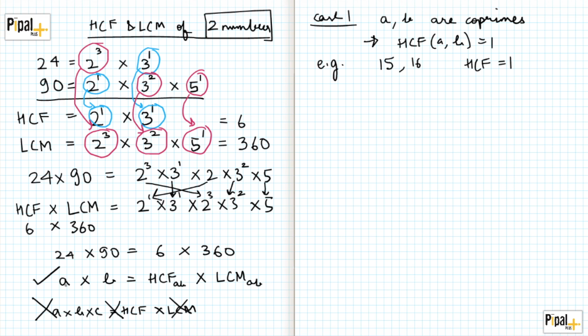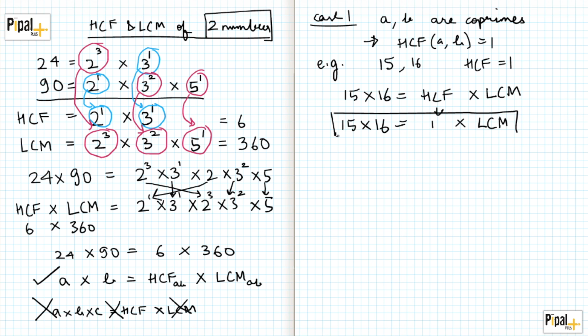Now if I use this, A into B equals their HCF into LCM, then 15 into 16 should be equal to their HCF multiplied by their LCM. Since the HCF is 1, the LCM of 15 and 16 is going to be equal to their product. So it's very straightforward to conclude that if there are two numbers whose LCM must be found and their HCF is 1, just go ahead and straight away multiply those numbers, because that's what their LCM is going to be.